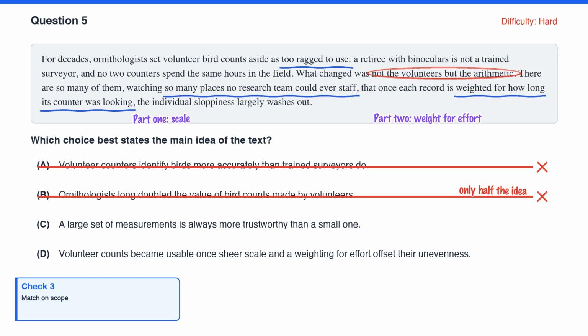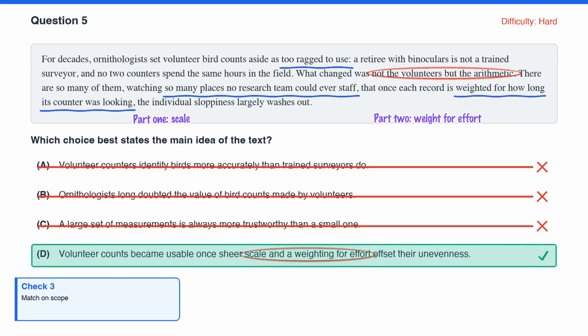C says a large set of measurements is always more trustworthy than a small one. The word always breaks it, and size alone was never enough here. Knock it down. D says the counts became usable once scale and a weighting for effort offset their unevenness. Both parts kept. That one earns it.